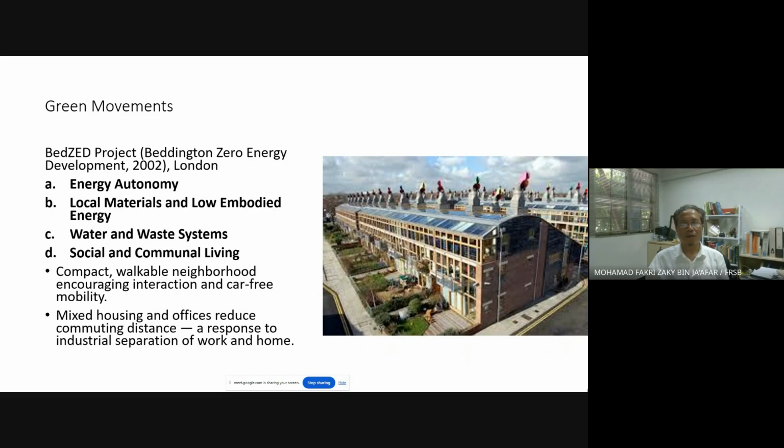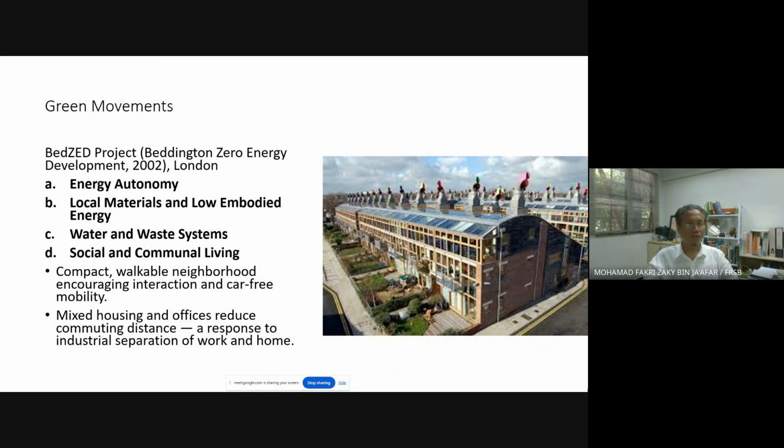Even here, they don't encourage you to buy cars. Instead, they have a collection of a car fleet owned by the community as a whole. So if you want to use a car, you just inform the management, I need a car to go out of town during the weekend. Then you can rent it and pay a nominal fee. You can use the car. It belongs to the community.